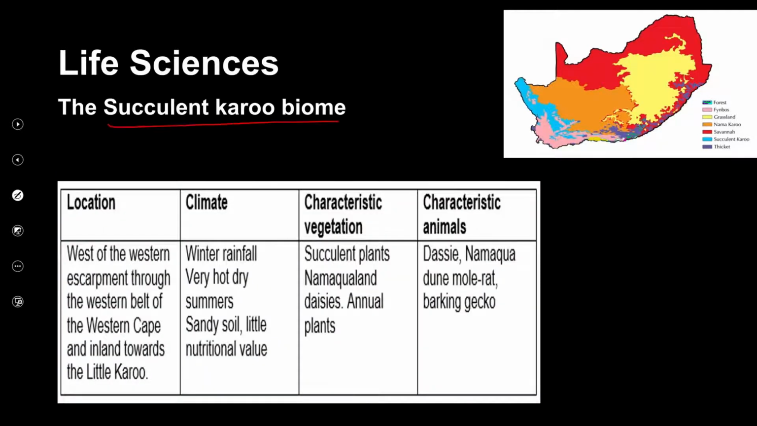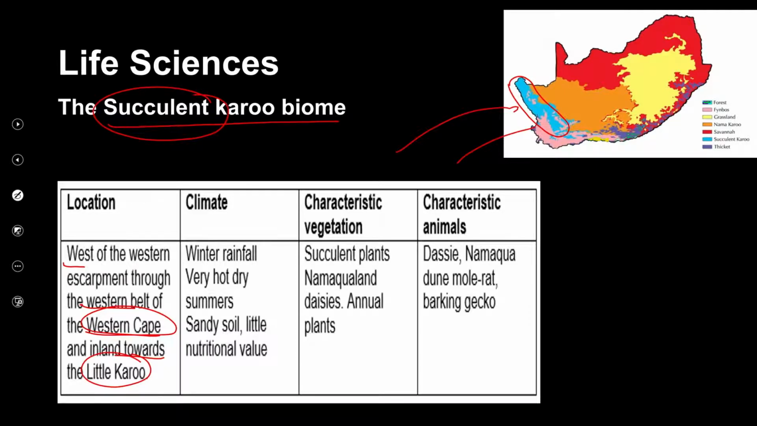The next biome we're looking at is the succulent karoo. If we unpack the word succulent, it often refers to plants that have thick, fleshy leaves. This is an area found along the western coast of South Africa. On the map, it's the blue areas that are shaded out. So this is the west of the western escarpment through the western belt of the Western Cape, and it inlets towards the Little Karoo.